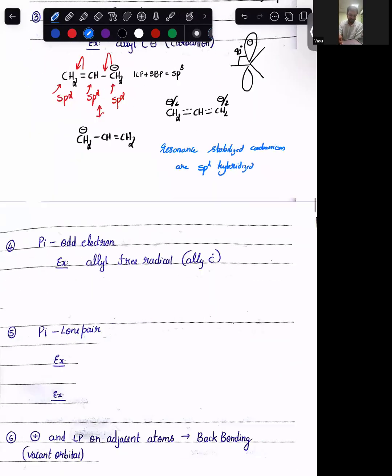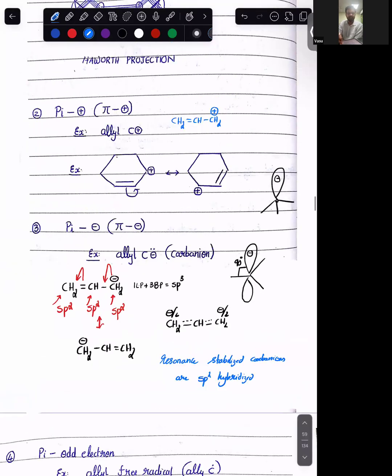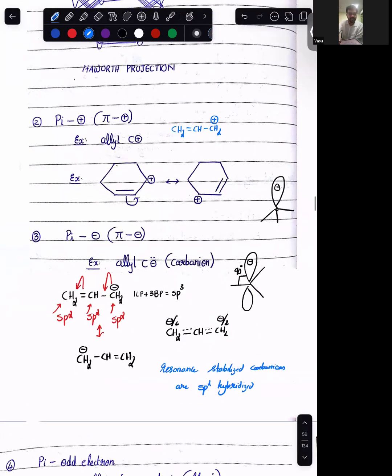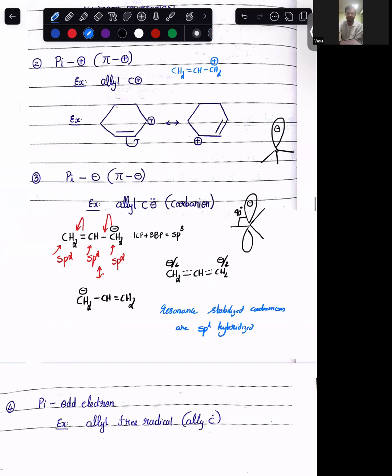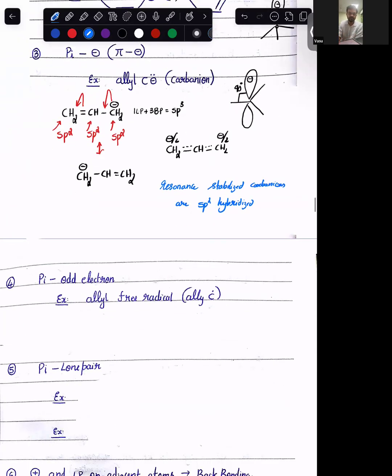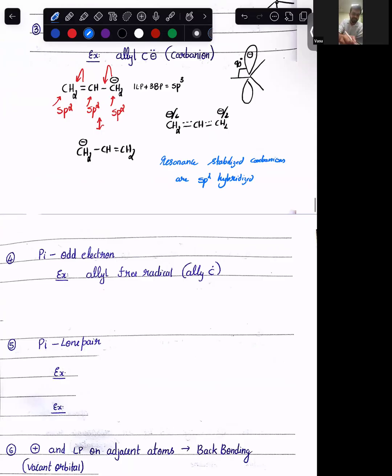Okay, fine. Next, everyone. So the first system is pi alternate pi. The second system is pi alternate the positive charge. Third system is pi alternate negative charge. Fourth system is pi alternate odd electron, or pi alternate free radical.